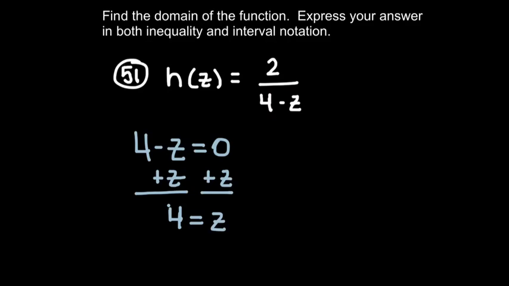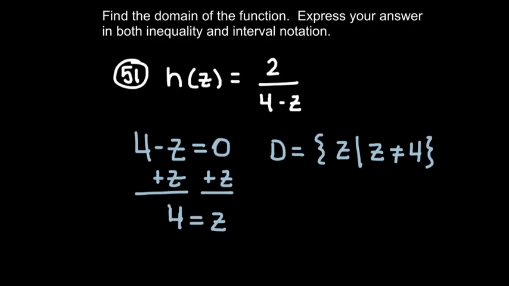This tells me that if I plug in a 4 for z back into my function, in other words, if I try to find h of 4, then I get 2 over 4 minus 4, which is 2 over 0. I cannot have that. So my domain is just going to be the set of all z such that z is not equal to 4. I cannot have z equaling 4.